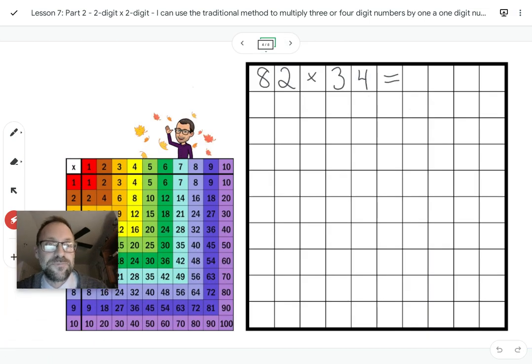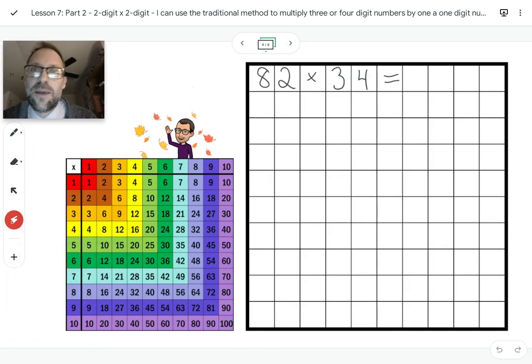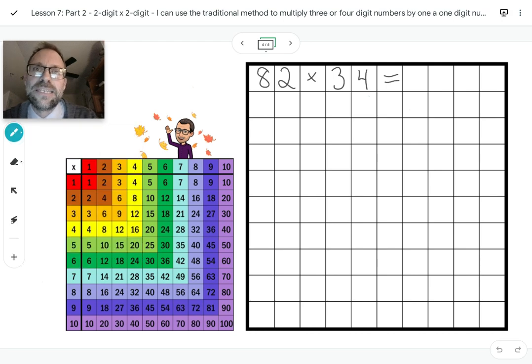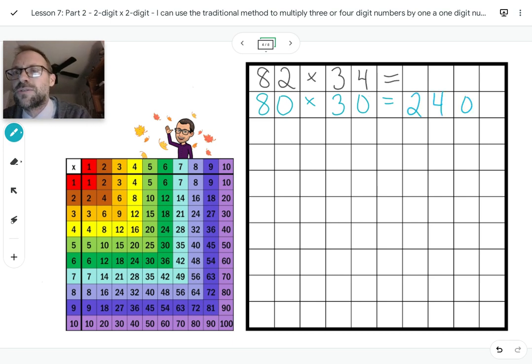Let's get started. So here we have a problem: 82 times 34. If we recall step one, same as yesterday, we're going to estimate to make sure we're in the ballpark when we get an answer. So 82 rounds to 80. And 34 rounds to 30. So now we have 80 times 30. I'm going to think, 8 times 3, that's 24. And 2 zeros is 2,400. So when we're done multiplying these two numbers together, we should get a product that's in the neighborhood of 2,400.